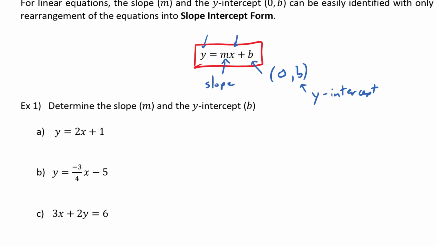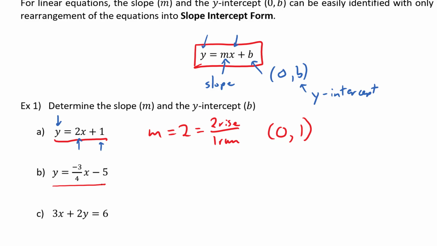In example 1, it asks us to determine the slope and the y-intercept. You can see this equation here is already in slope-intercept form. Our y value is solved for. We look at the coefficient in front of our x. That is our slope. So slope is 2, meaning it's 2 rise over 1 run. We then look at the constant that's remaining, plus 1. This is our y-intercept. Your y-intercept will be (0, 1).